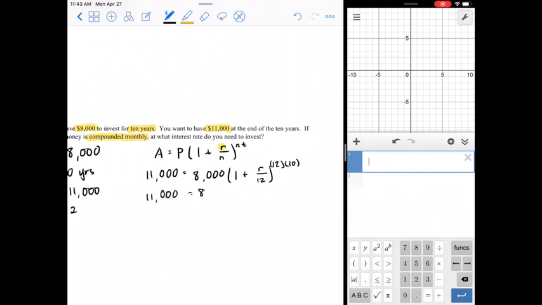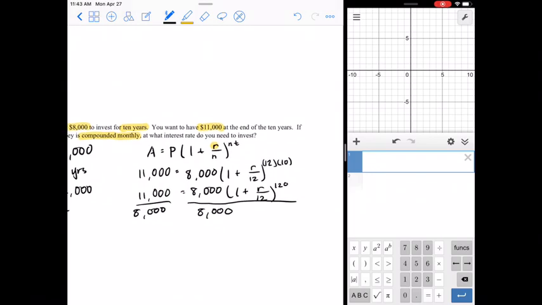So I'm going to do some simplifying here. It's raised to the 120th power. So what I want to start off with is dividing both sides by 8,000. So that 8,000 is not being raised to that power. We're trying to isolate the base, whatever is being raised. So it's 11 over 8 is equal to 1 plus r over 12 raised to the 120.